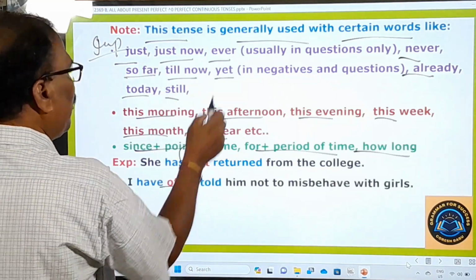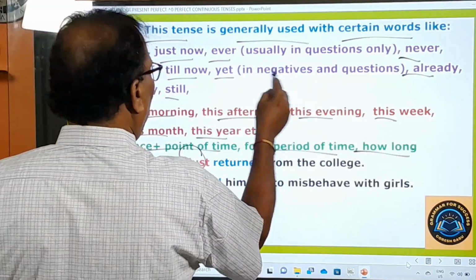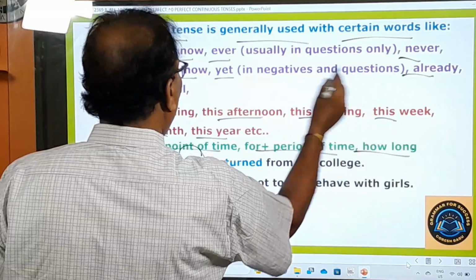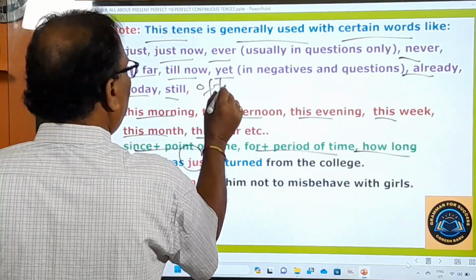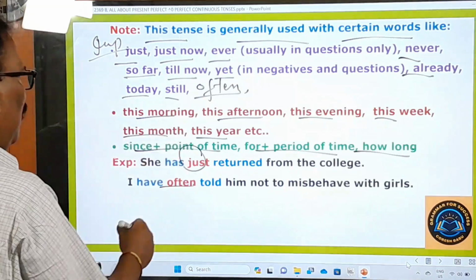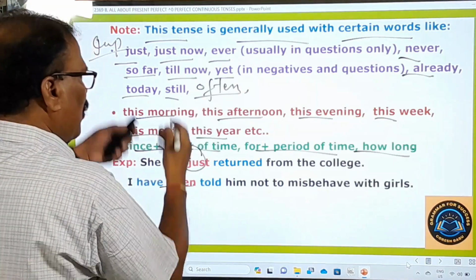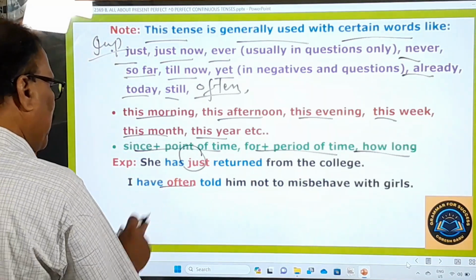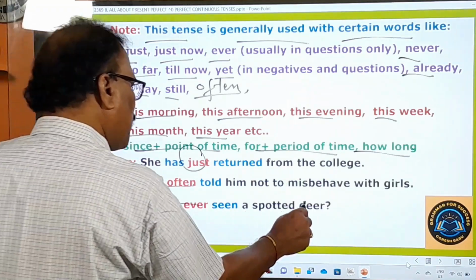I have often is there. Okay, often. Where is this often? Have I written it anywhere? Okay, it's missing. You can write it, please. If it is not there, please add. I have written only a few of them, not all. So: I have often told him not to misbehave with girls. I have often told. Have you ever seen a spotted deer?